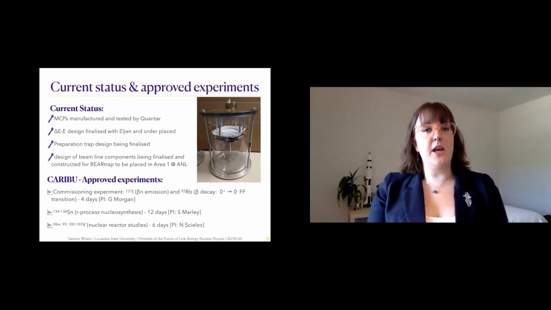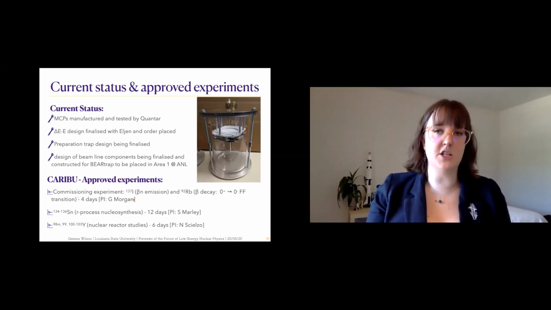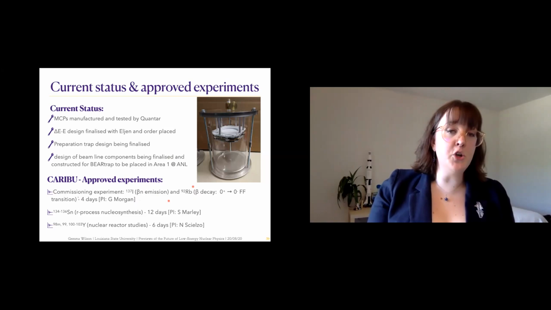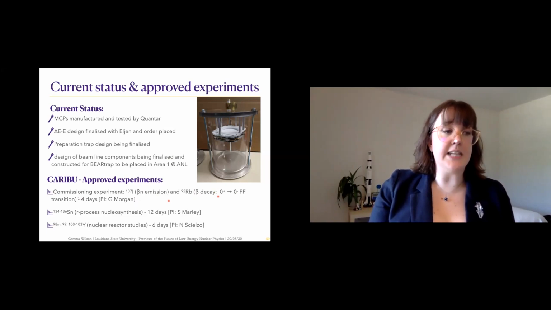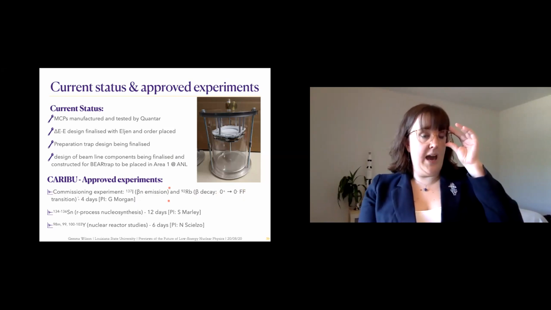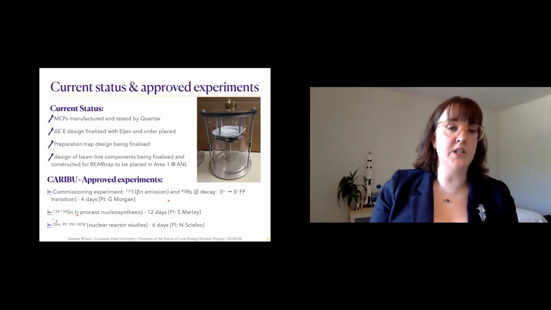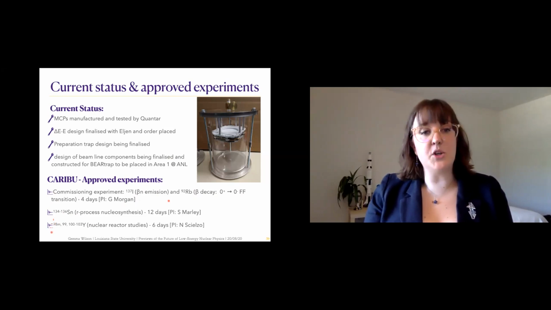We have 3 approved experiments already with CARIBU. The commissioning experiment is going to be our old friend iodine-137 with the beta neutron emission, and rubidium-92, which undergoes beta decay, to study the 0+ to 0- first forbidden transition. We have an r-process nucleosynthesis experiment, which is tin-134 to 136. And then also looking at 6 different isotopes of yttrium for nuclear reactor studies.